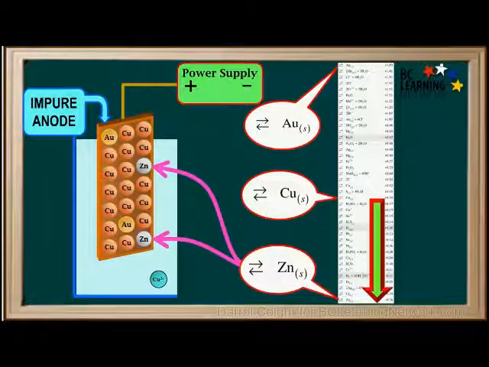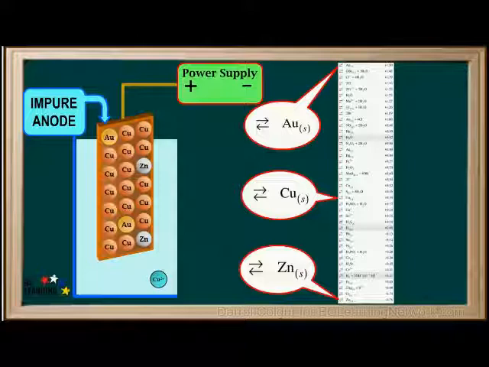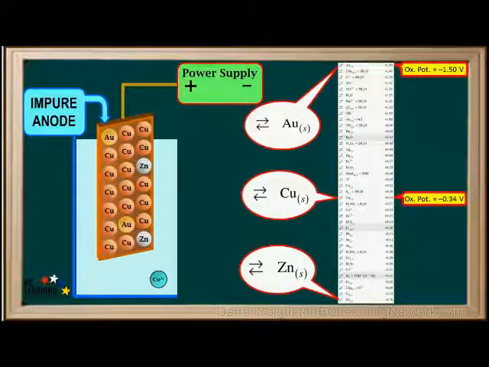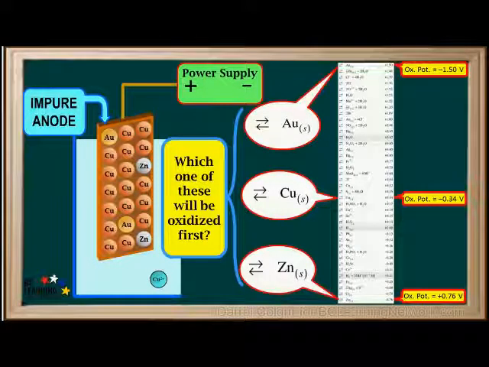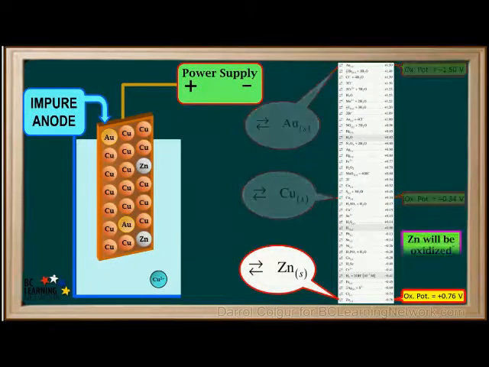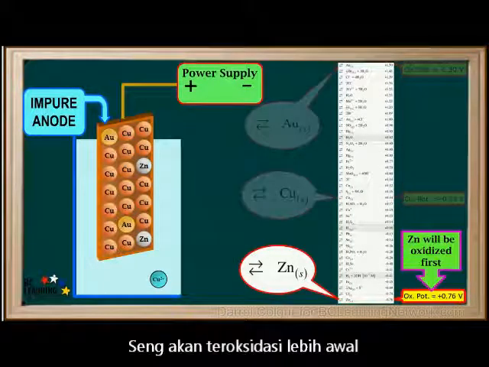Now, if we consider gold, copper, and zinc, we see that gold has an oxidation potential of negative 1.5 volts. Copper has an oxidation potential of negative 0.34 volts, and zinc has an oxidation potential of positive 0.76 volts. The question now is, which one of these metals will be oxidized first? The answer is zinc will be oxidized first.